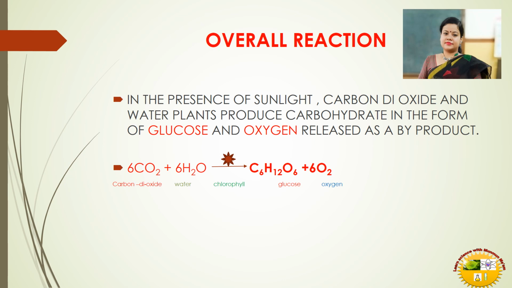So, what happens during the time of photosynthesis? Carbon dioxide and water react with each other to form glucose and oxygen as byproduct. And for this process, they need sunlight and chlorophyll as well. So, this is the overall reaction of photosynthesis.